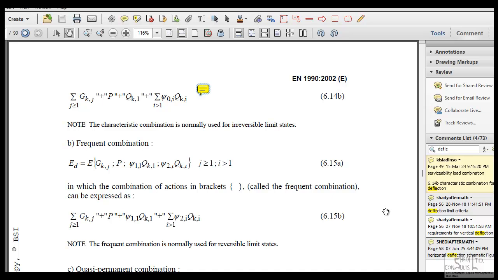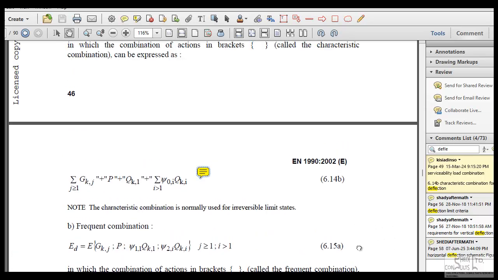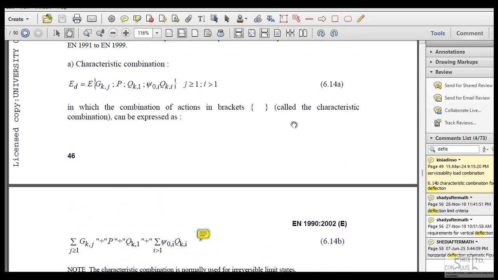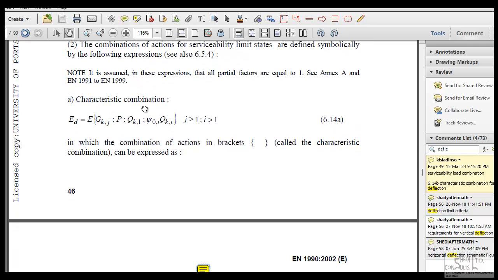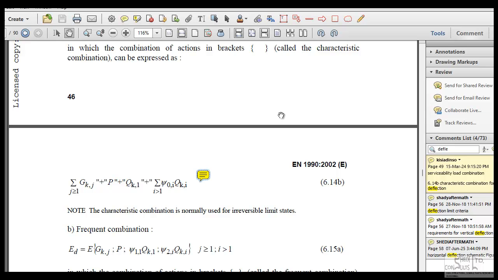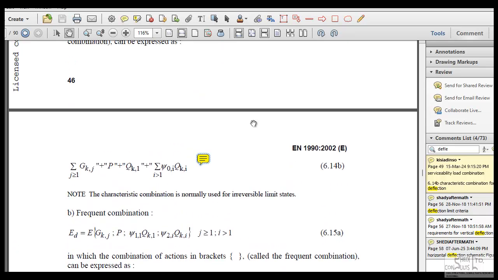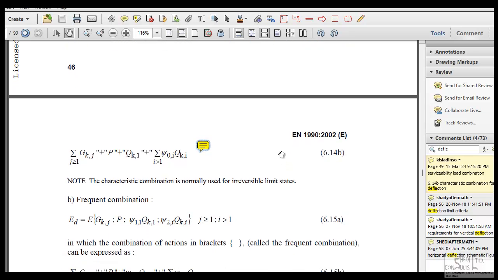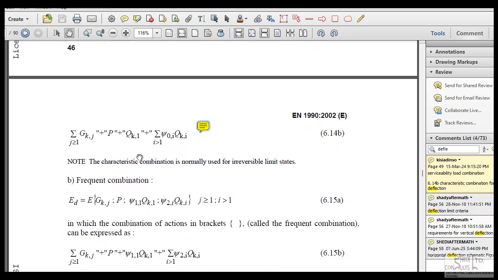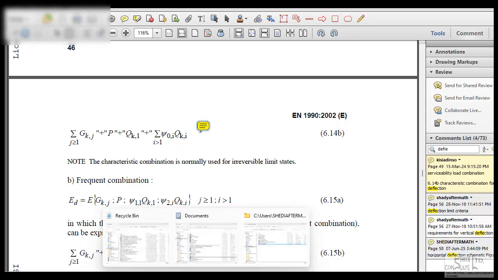So the code specifies the different combinations to be taken into consideration in the determination of the serviceability limit states. It specifies the characteristic combination, the frequent combination, and also the quasi-permanent combination, and for each combination, the characteristic or representative values of the variable actions are specified clearly in the mathematical expression that represents the combination to be catered for in the design of the structure.